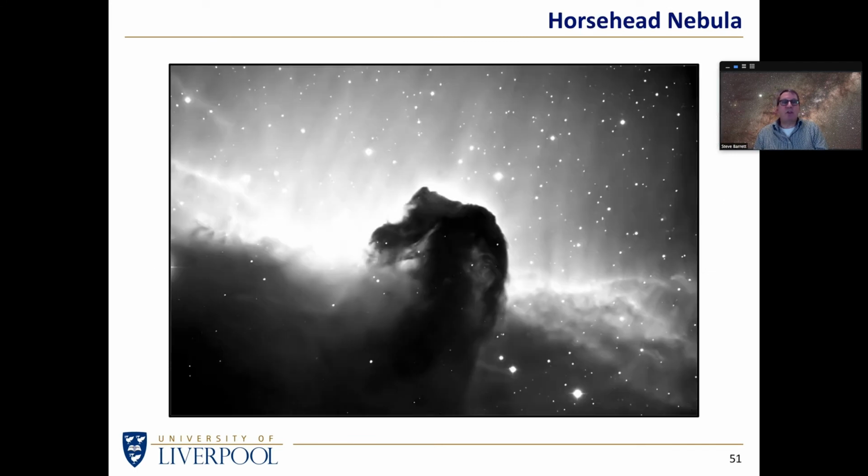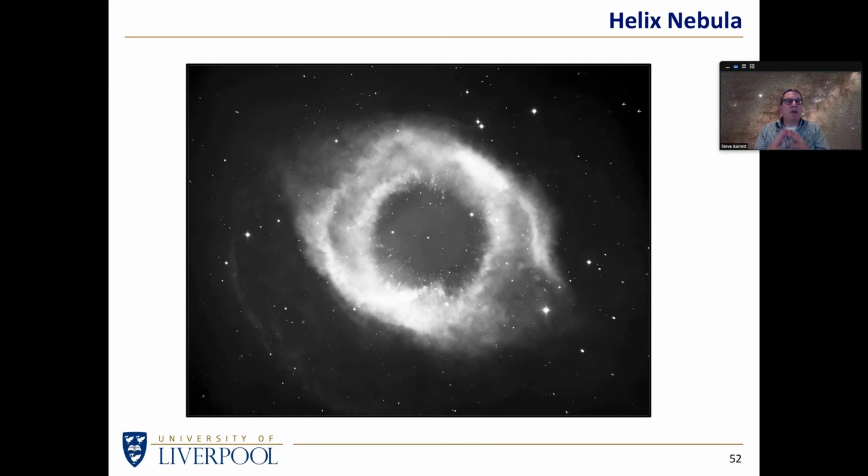But we can see the effect. Here's a picture of the Horsehead Nebula taken in 1951, a beautiful image. Essentially nothing wrong with that, the stars look beautiful. But if we look at an image taken the following year in 1952, this is a nebula which is a much wider angle. I'm not sure if you've seen the Helix Nebula.